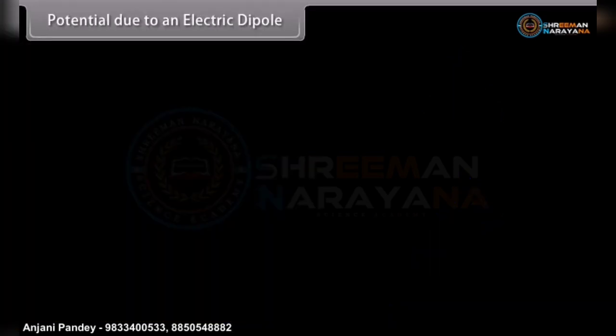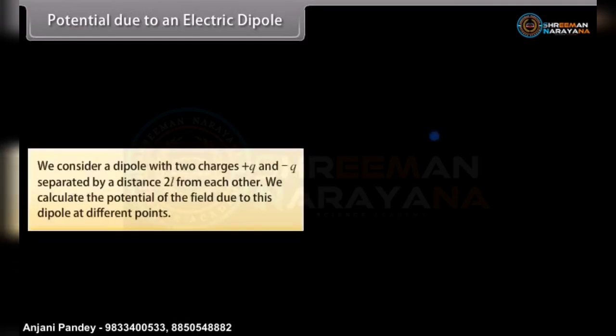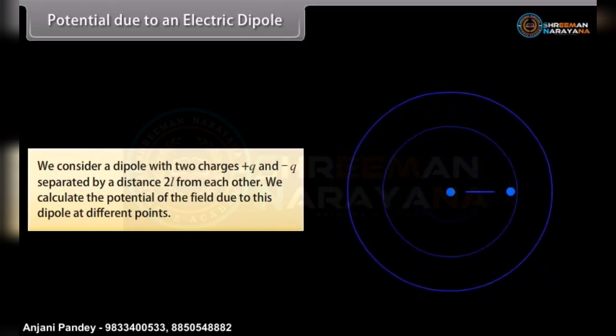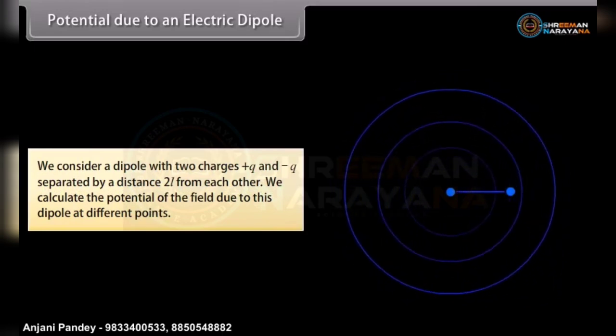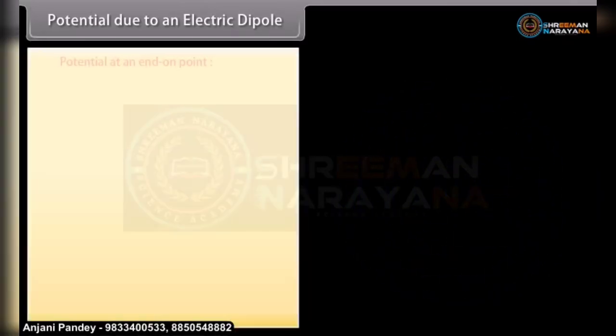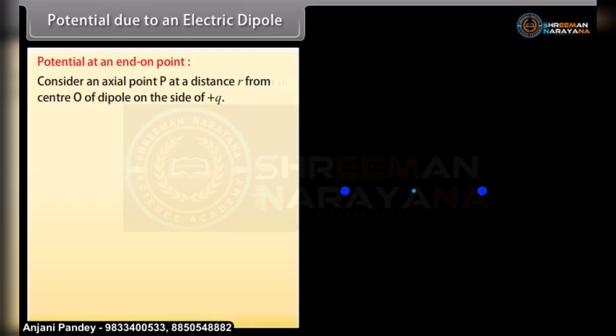Potential due to an electric dipole. We consider a dipole with 2 charges +q and −q separated by a distance 2l from each other. We calculate the potential of the field due to this dipole at different points. Potential at an end-on point. Consider an axial point P at a distance r from the center O of the dipole on the side of +q.